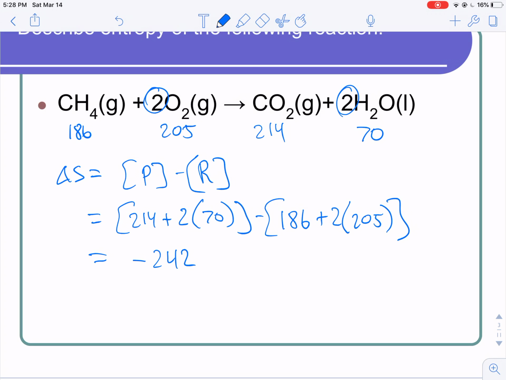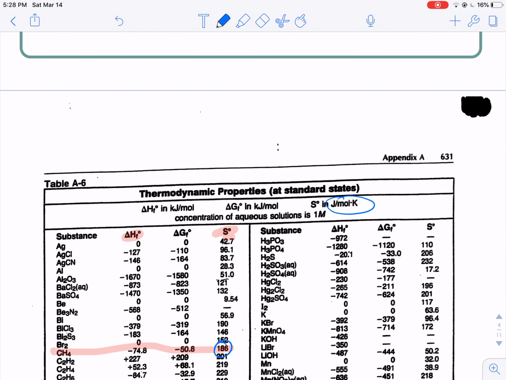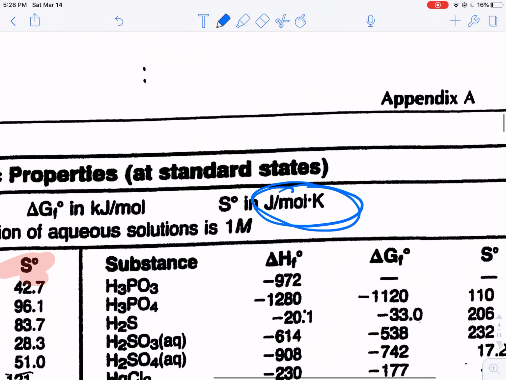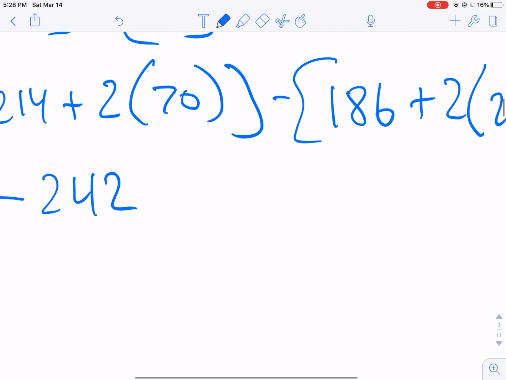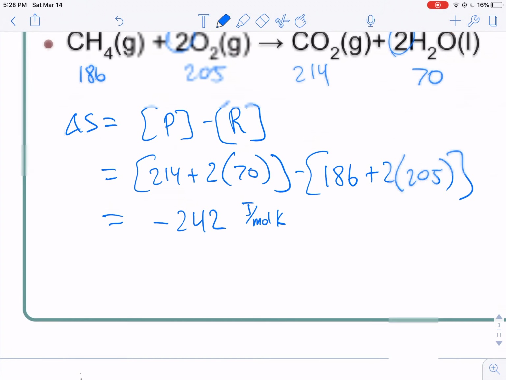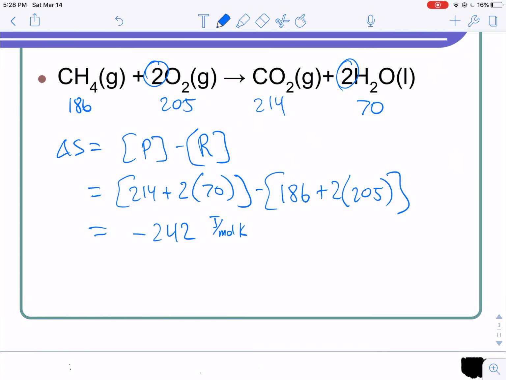Now, when we go to put our units down for this, a lot of people are used to putting kilojoules per mole, but S is a little bit different. We see that it's joules per mole Kelvin. So we're going to come back up here and put joules per mole Kelvin. And so when we look at this, our prediction was that it's getting more organized. Liquids are more organized than gases are. Is that what our value here tells us? Well, let's take a look.